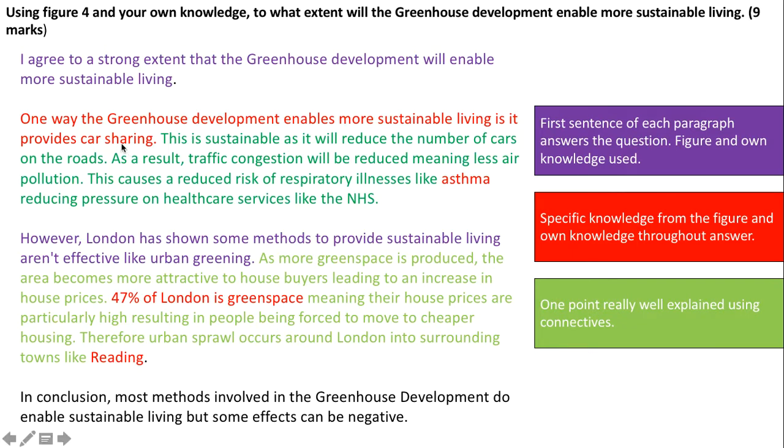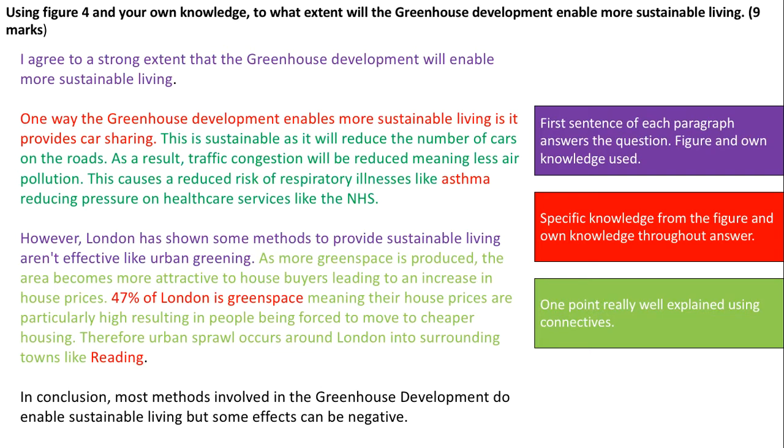So her first paragraph has talked about the greenhouse development, and she's used figure 4. But we can see in the question, not only do we need to use figure 4, but we also need to use our own knowledge. So Hannah's done that in her second paragraph. She started talking about London, her own knowledge. And she started off with an application sentence that answers the question. However, London has shown some methods to provide sustainable living aren't effective. Great, so we're seeing immediately that we got our own knowledge and we got a contrasting paragraph.